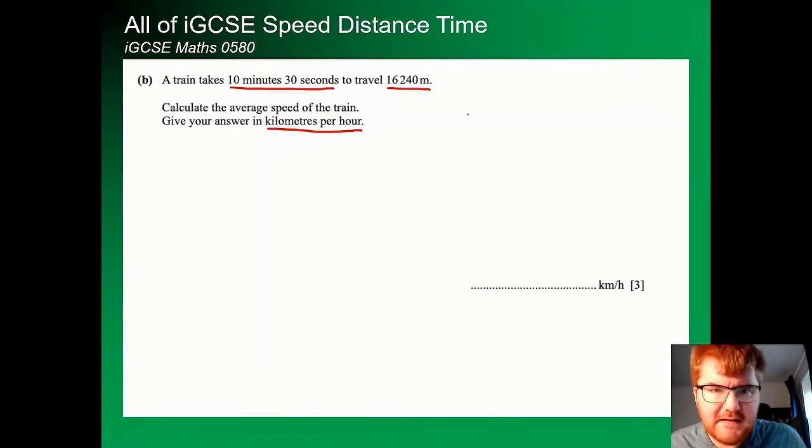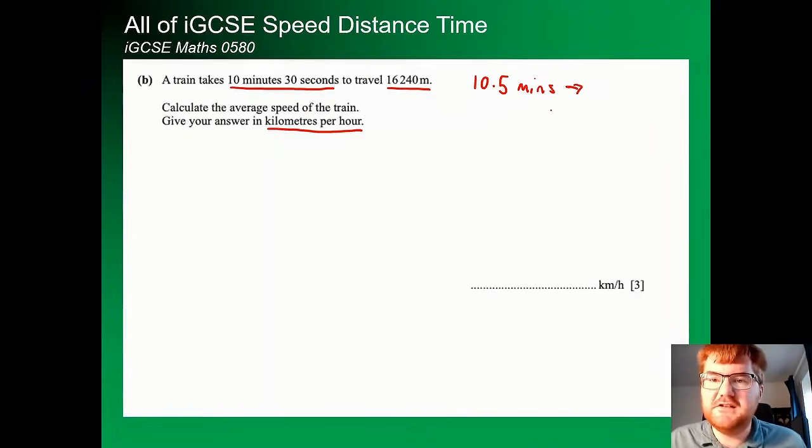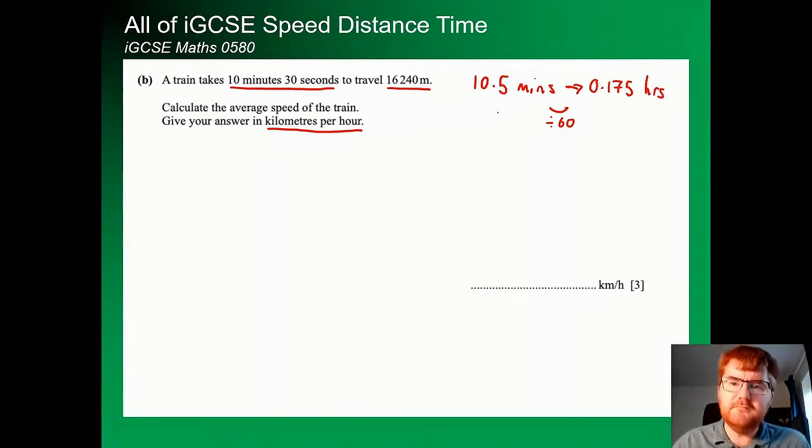So my approach here instead would be, well, I've got 10 minutes and 30 seconds. So that's 10.5 minutes. Remember, 30 seconds is half a minute. And I'm just going to convert that into hours. So the way that we do this is just divide by 60. And you have a calculator in the exam, so there's no reason why we can't exploit that and use it. So we get 0.175 hours.